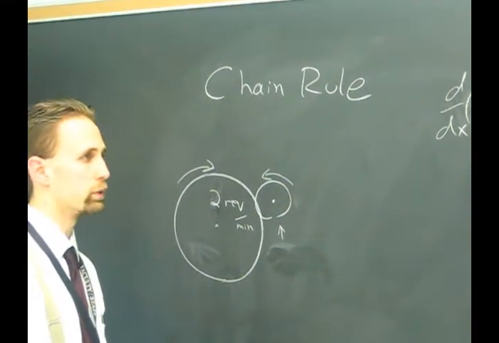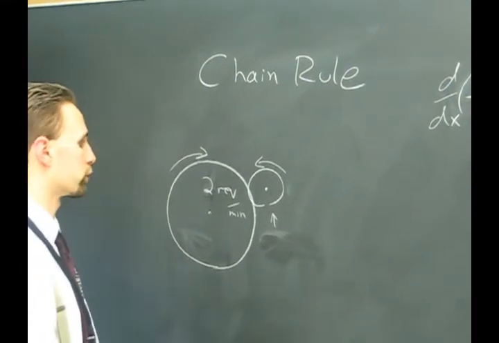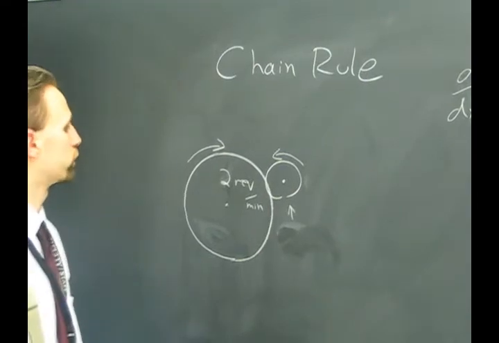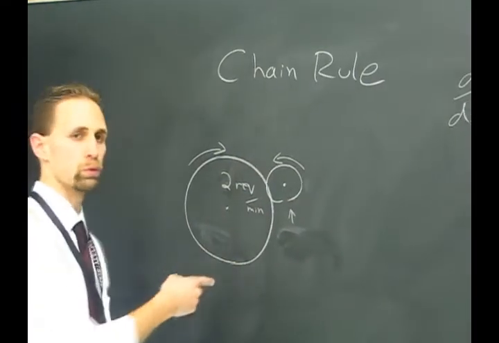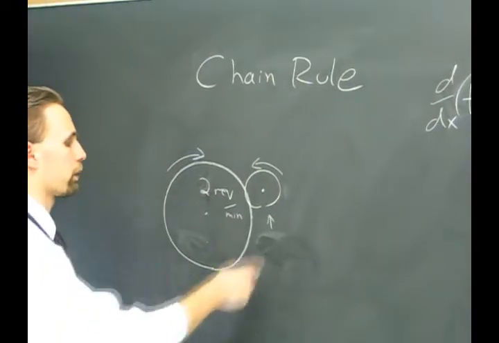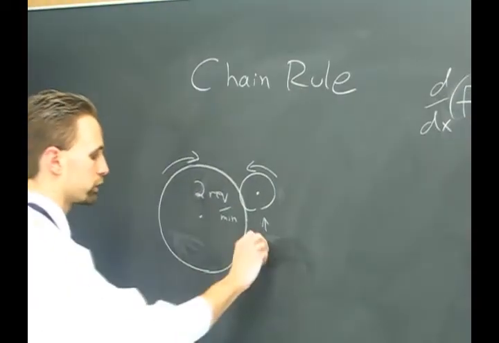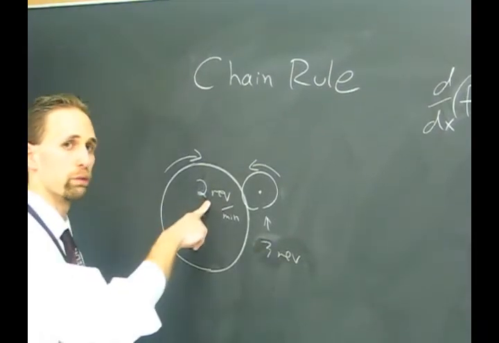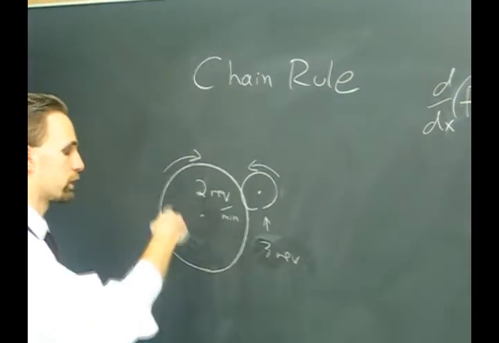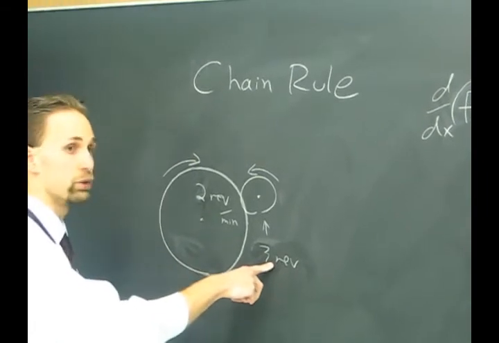The chain rule is what permits us to differentiate compositions of functions. And the analogy that's usually used is the two spinning gears. Say that you have one gear spinning at 2 revolutions per minute. We have a smaller gear here that turns 3 revolutions per revolution of this. So this goes around twice, this goes around 6 times.